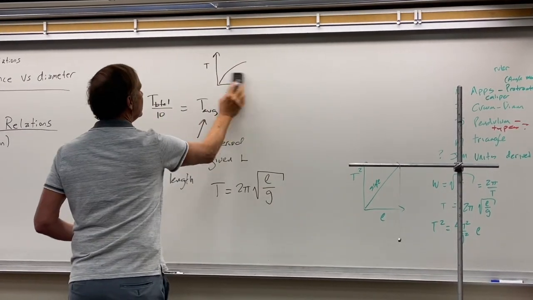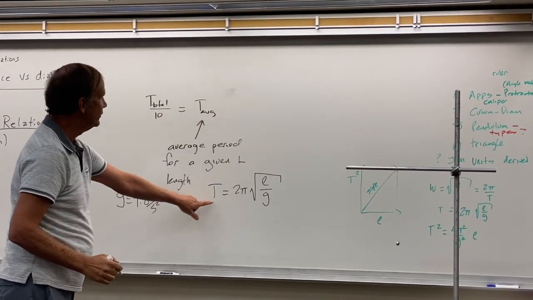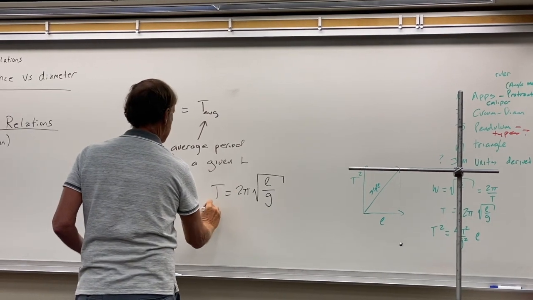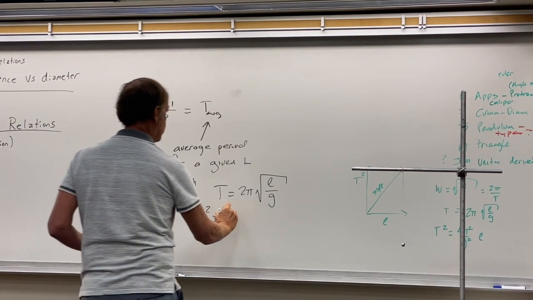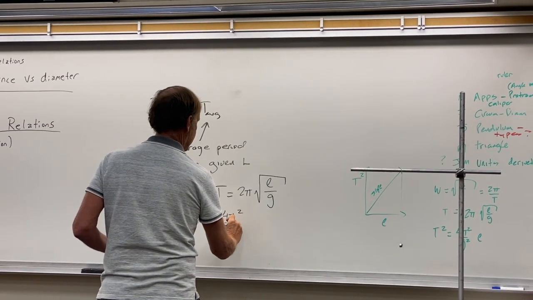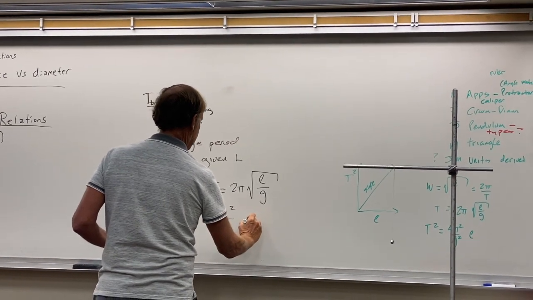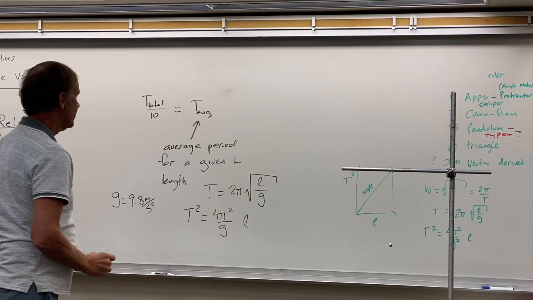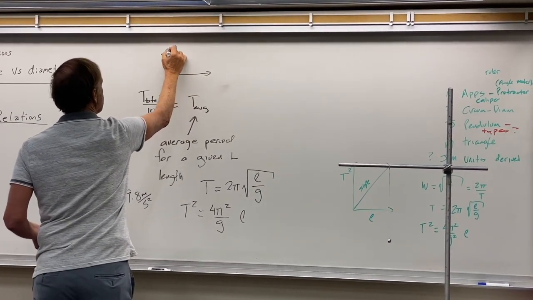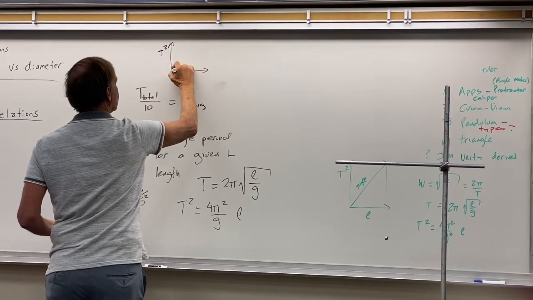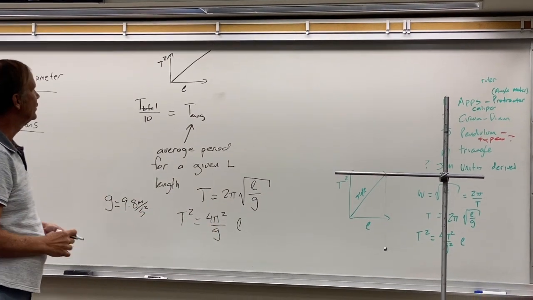But what we're interested in is something that would be a little easier to analyze. And so if we square the period, then that's going to relate directly to the length. So this would be 4 pi squared over g times L. And so if we plot the period squared versus L, we should get a slope to this curve that is equal to 4 pi squared divided by g.